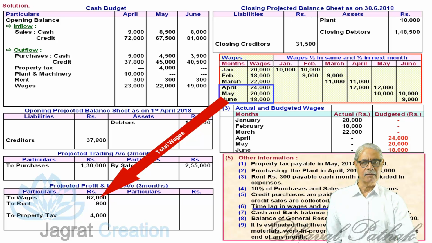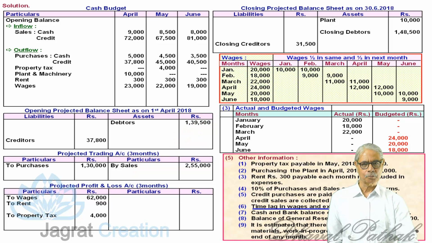You can debit that to trading account if you want to, but it's fine. Now, 22,000 March wages, half outstanding as on 31st of March. So it is outstanding on 1st of April, so it appears on the liability side of the balance sheet as on 1st of April. Same way, 18,000, one half outstanding, that is of June, that will appear as outstanding wages in the projected balance sheet at the end of the period.